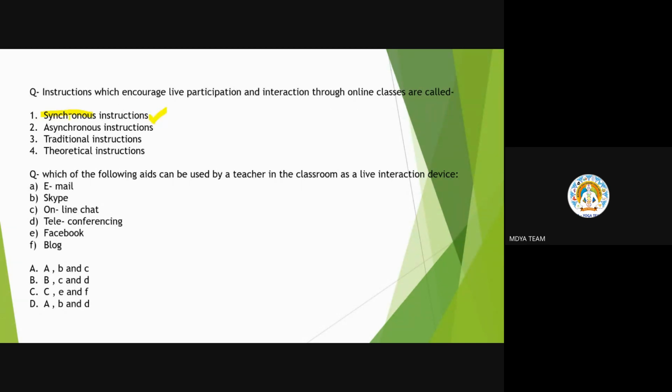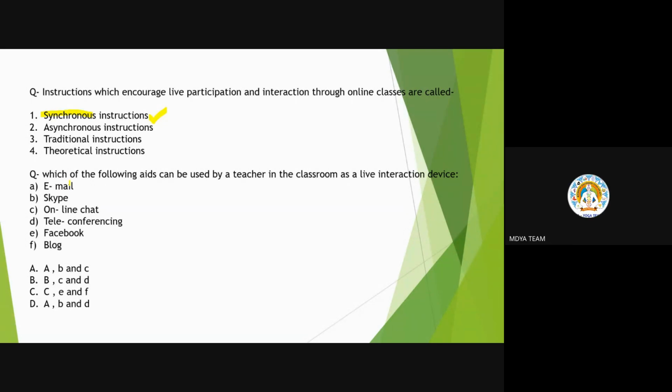I think now you are familiar with this word because in mobile phones, you synchronize your app with this. So this is very common. Synchronize means that if two things are going simultaneously, that is synchronous. Live participation and interaction are there, both things are going together, so that is synchronous instruction. Now the next question. Second option, asynchronous is one way.